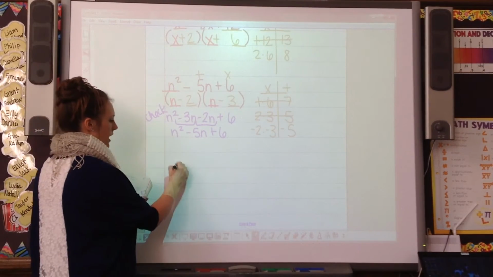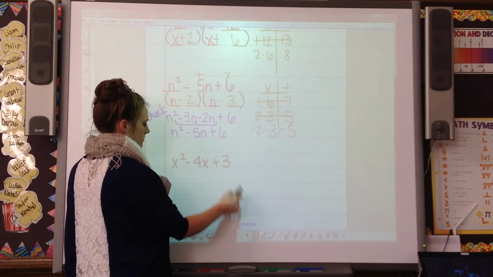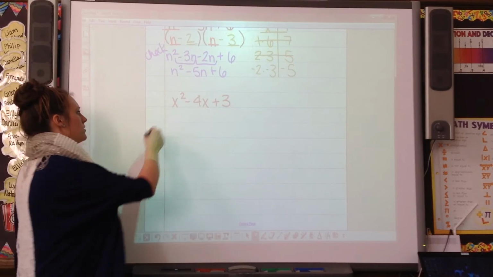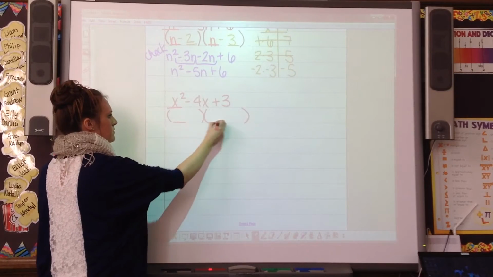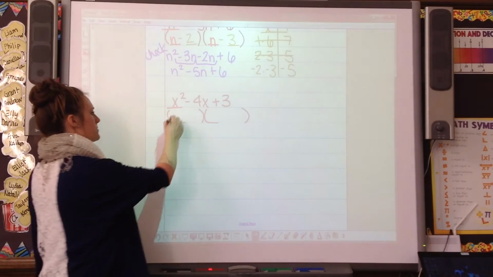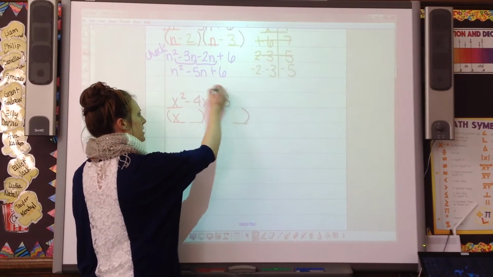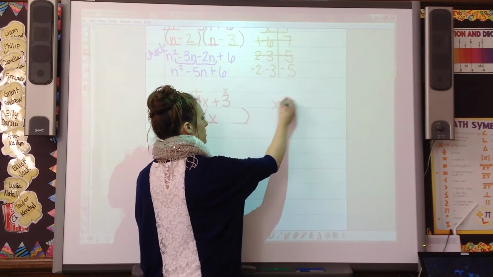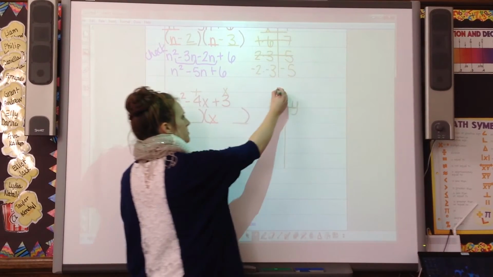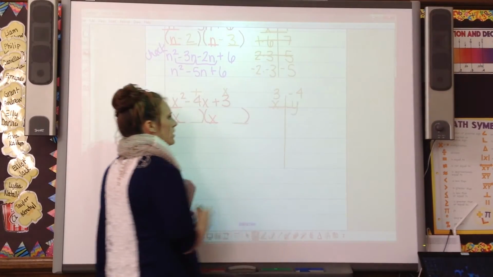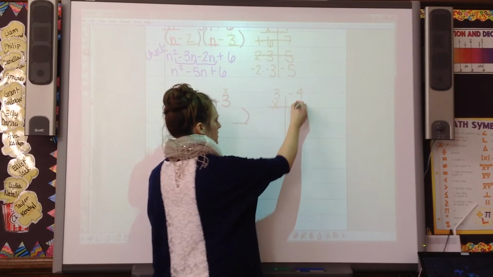x squared minus 4x plus 3. You're going to factor this into two binomials. Your first term is the first term in the binomial. Something times something is x squared. To get your last terms, you have to multiply to get 3, but add to be negative 4. Okay, so we want to multiply to be 3, but add to be negative 4. Oh, this should say add, not multiply.